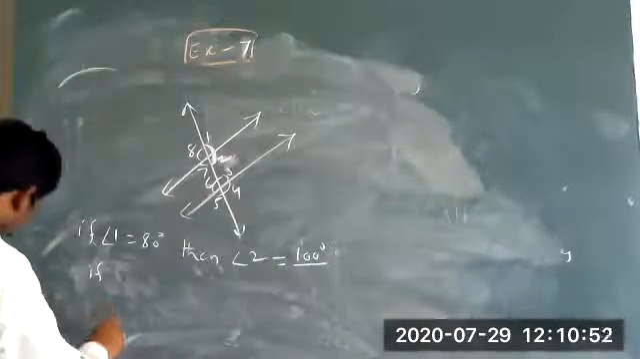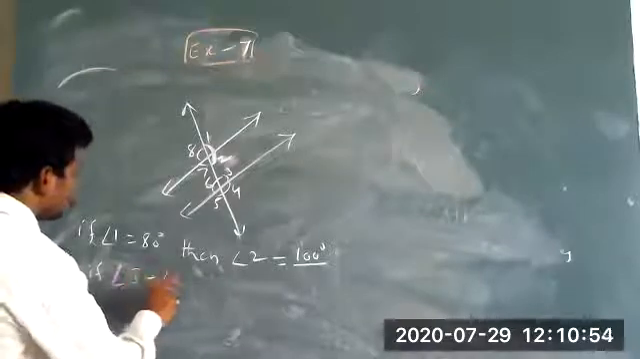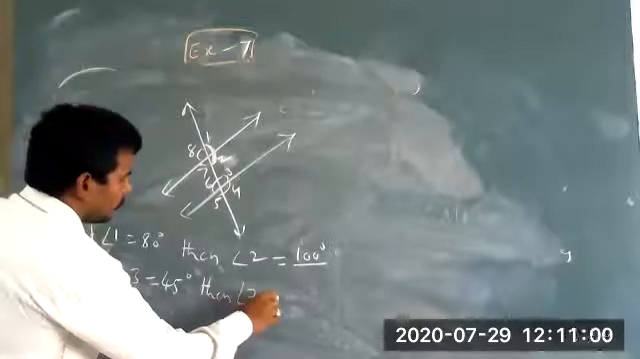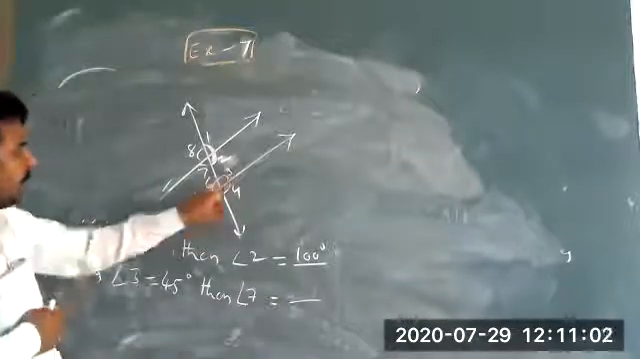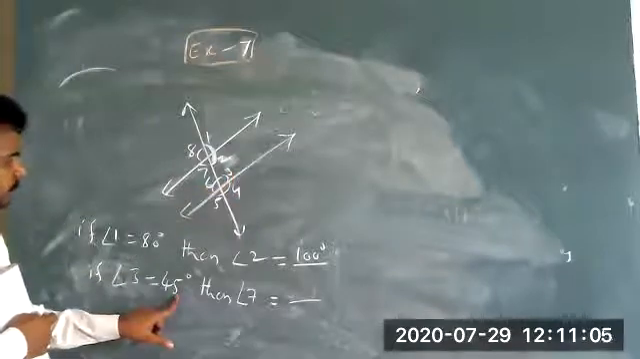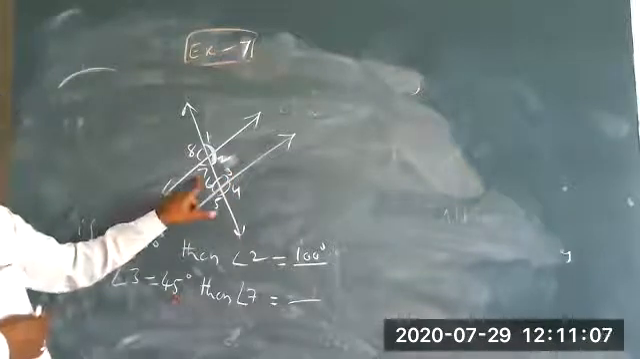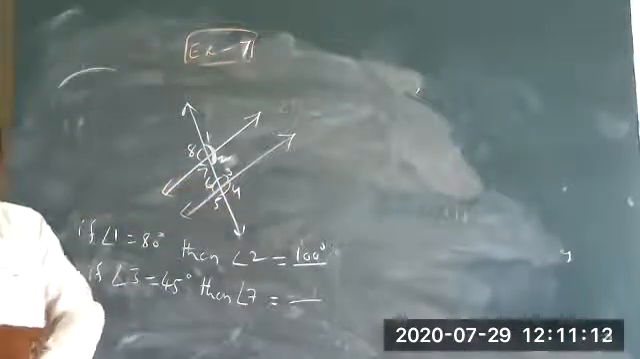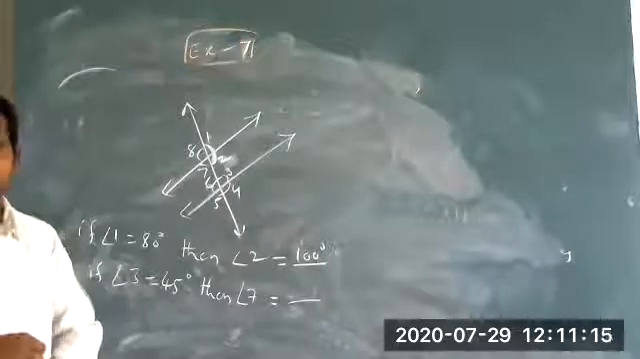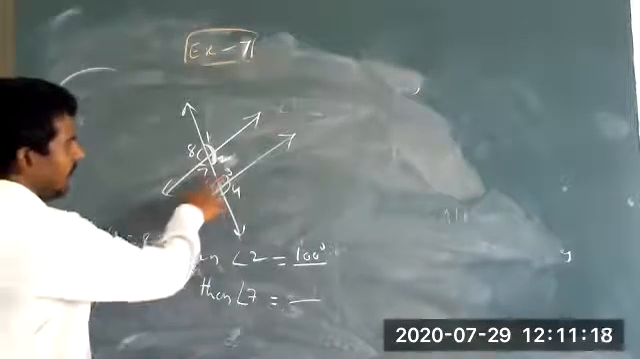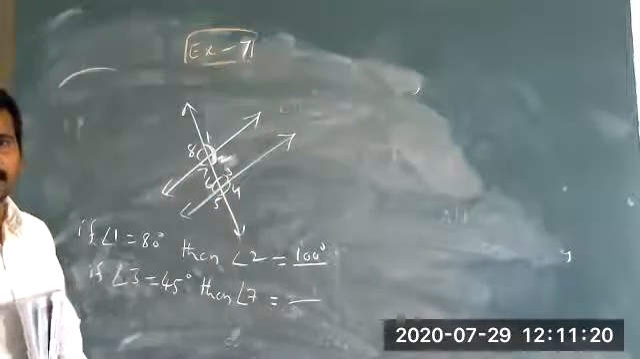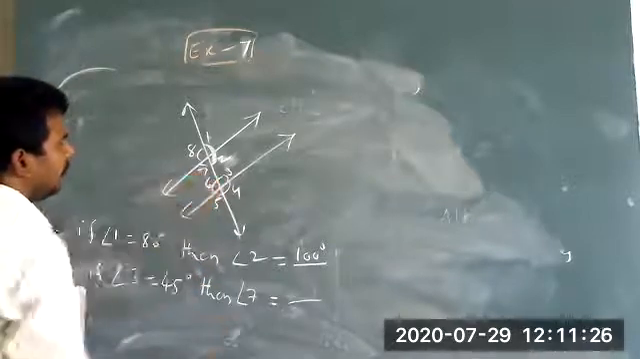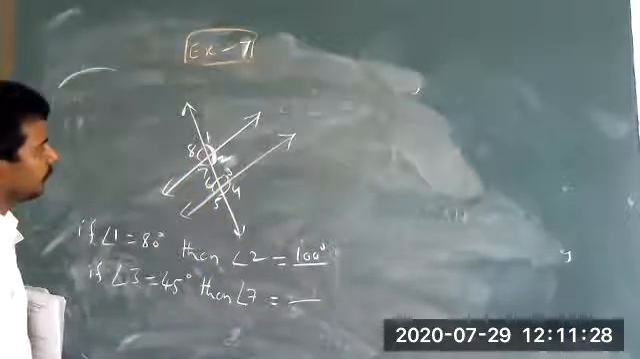If angle 3 is equal to 45 degrees, then angle 7 is equal to dash. See, children, angle 3 is 45 degrees. So how much is angle 7? Angle 3 and angle 7 are alternate interior angles. Alternate interior angles are equal. So angle 3 is equal to 45, then angle 7 is also 45.